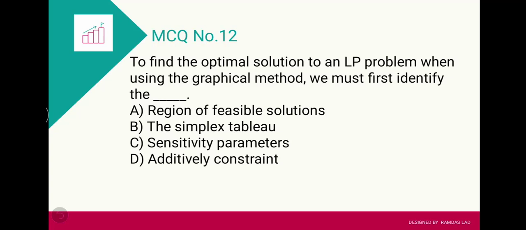So here the first step is the region of feasible solution. We have to identify the region of feasible solution. There are some conditions we have to check, and we can shade this region. We have to find out the common region between the 2 or 3 lines, and then we can find out the feasible region and then the solution of the given problem. So the correct answer is option A.